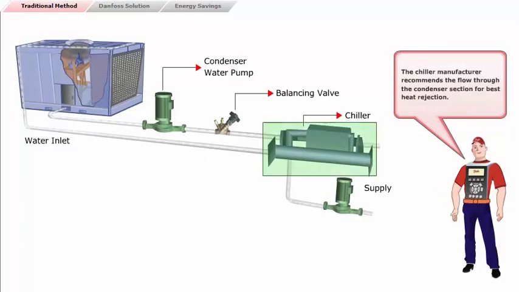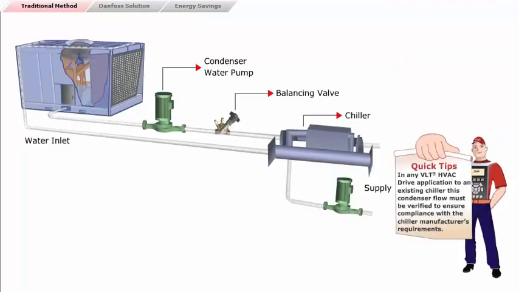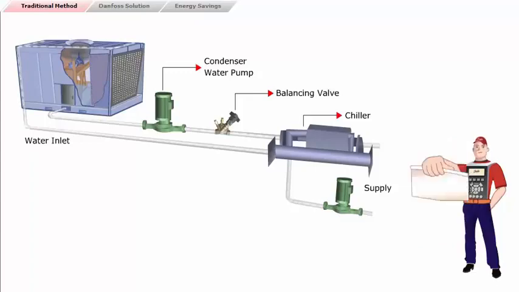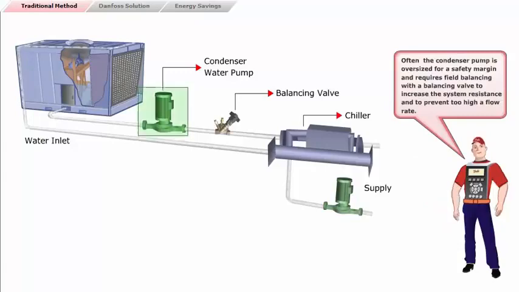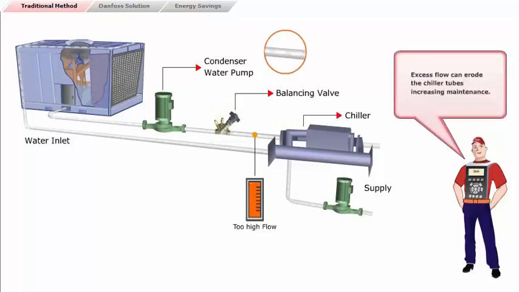The chiller manufacturer recommends the flow through the condenser section for best heat rejection. In any VLT/HVAC drive application to an existing chiller, this condenser flow must be verified to ensure compliance with the chiller manufacturer's requirements. Often, the condenser pump is oversized for a safety margin and requires field balancing with a balancing valve to increase the system resistance and to prevent too high a flow rate. Excess flow can erode the chiller tubes, increasing maintenance.